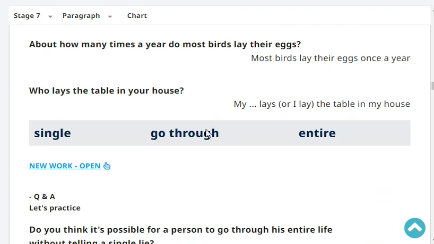Right. About how many times a year do most birds lay their eggs? Most birds lay their eggs once a year. Who lays the table in your house? My wife lays the table in my house. Very good.